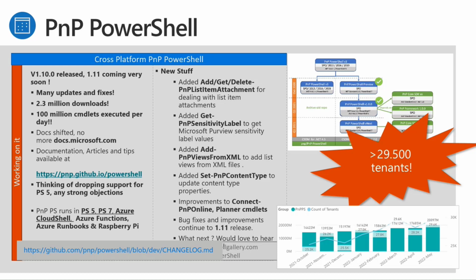Also, a lot of internal changes are going on inside the Connect PnP Online and also the PnP Planner commandlets. One thing I would really love to hear from you users is that we're thinking of dropping support for PowerShell 5. So if you have any strong objections or any issues related to that, we would love to hear that. Dropping support does not mean the commands won't work. It's just that we won't fix those commands for PowerShell 5. PowerShell 7 is now quite good, much better and faster, so we'd really like to concentrate our work on that front. But if there are any issues related to that, we would be happy to hear you out.